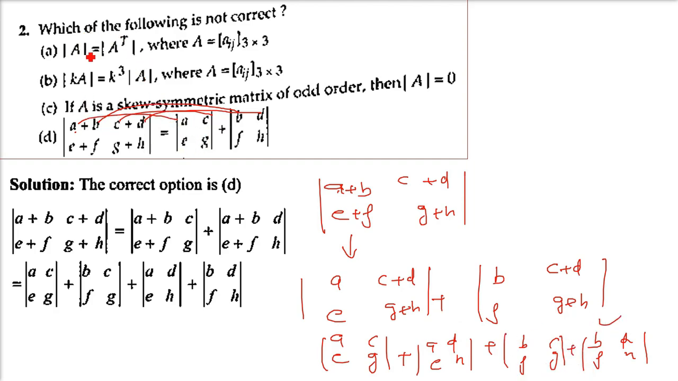Now A and A transpose, if you take the determinant of A or A transpose, they are same, right? Rows and columns are only changed, so determinant will not change. Determinant is actually the value of the matrix. We already saw that for KA, when we take K outside, it will be K to the power n. Since this is a 3 by 3 matrix, it is K raised to n, and then we have determinant A inside. Third one is, if A is a skew symmetric matrix of odd order, then the determinant of A is 0. So if the matrix is of odd order, then the determinant of A will be 0.